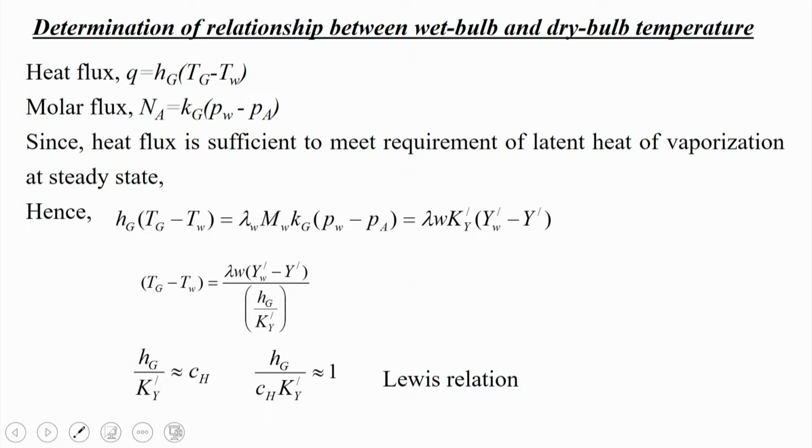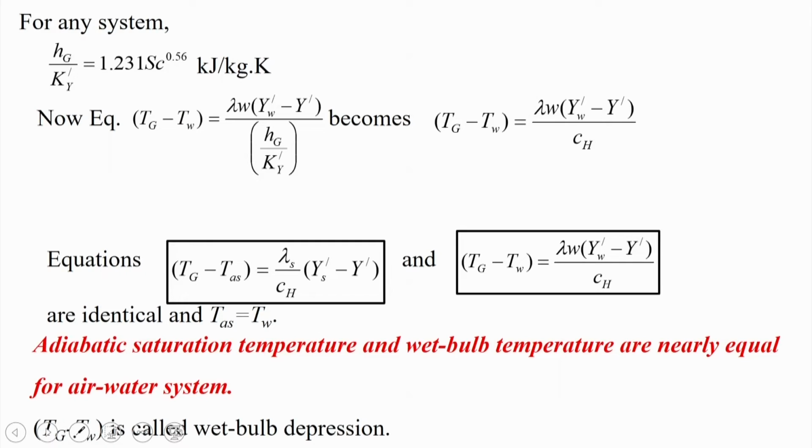So, from there we can say Tg minus Tw is equal to lambda w into Yw prime minus Y prime by Hg by Ky prime. For any system, Hg by Ky prime is equal to 1.23 into Schmidt number to the power 0.6. Now from the two equations, Tg minus Tw is equal to lambda w into Yw prime minus Y prime by Hg by Ky prime, and Tg minus Tw is equal to lambda w into Yw prime minus Y prime by Ch.